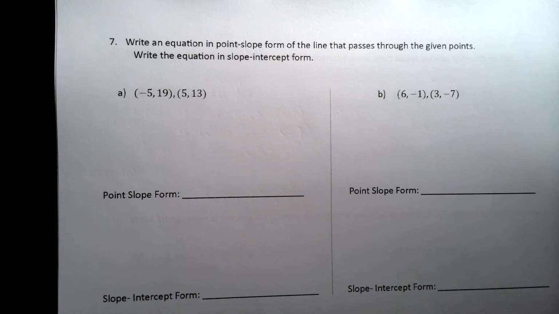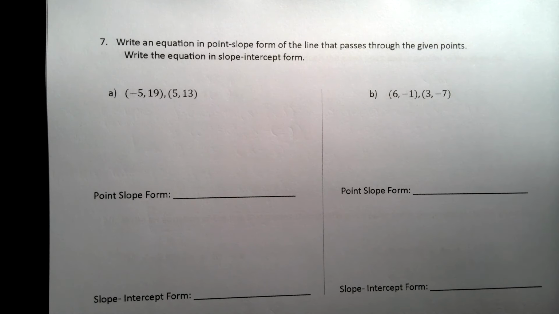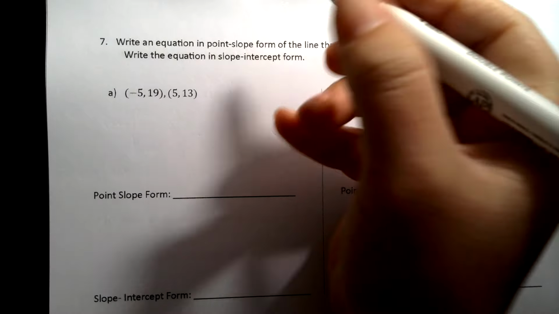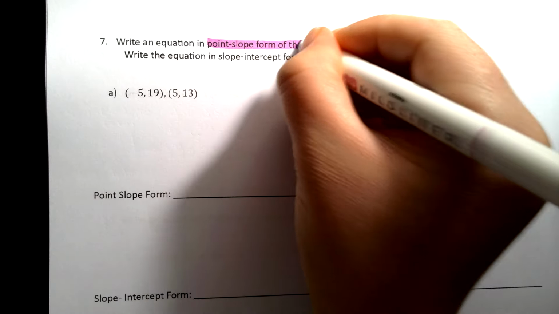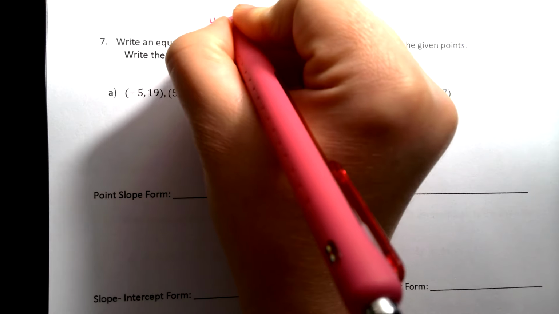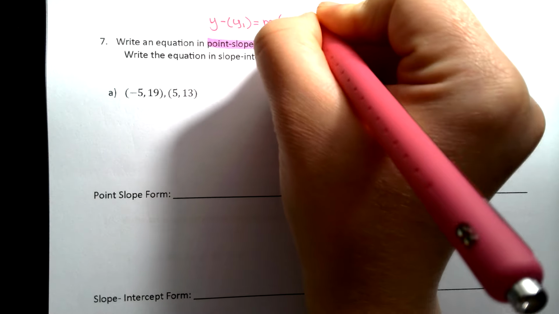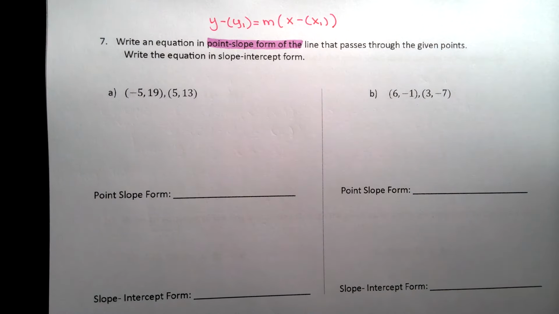Question number 7. Okay, write an equation in point slope form of the line that passes through the given points. Okay, so let's pause here. What do they want? They want an equation in point slope form. Okay, what is point slope form? y minus y1 is equal to m(x minus x1).